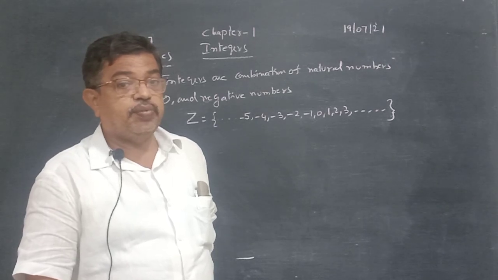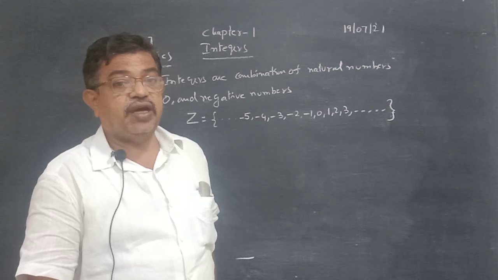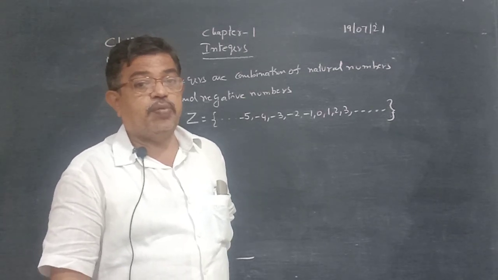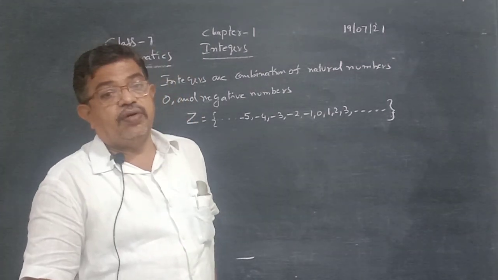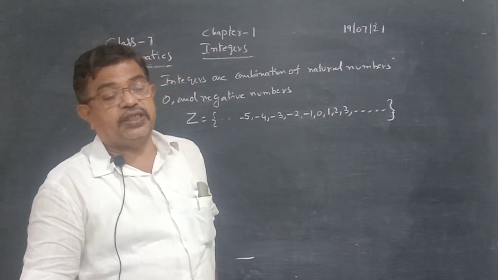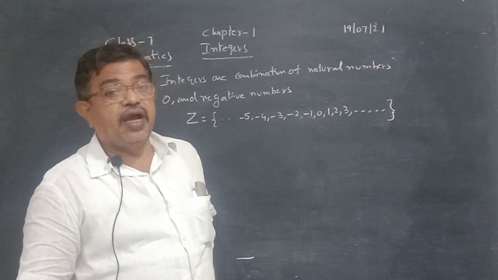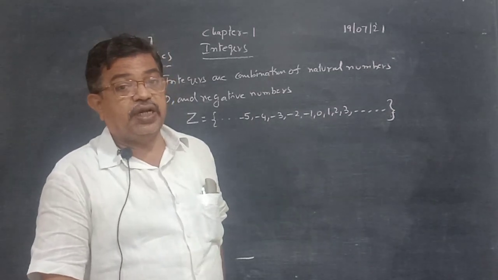Similarly, we learnt properties of integers under multiplication. Integers have closure property under multiplication. Integers have commutative property under multiplication. Integers have associative property under multiplication. Integers have identity property under multiplication. And integers do not have inverse property under multiplication.